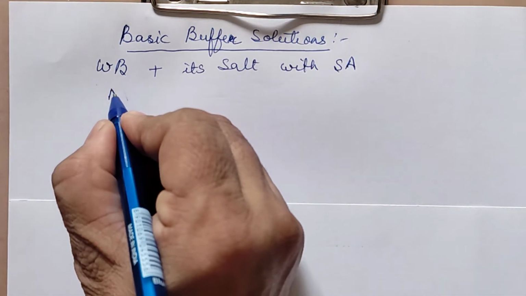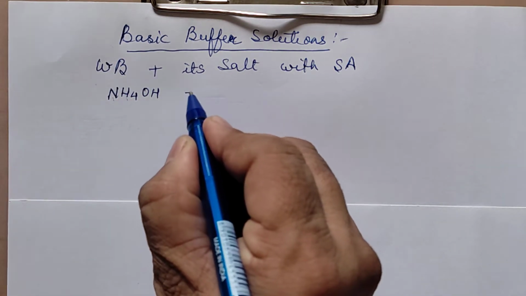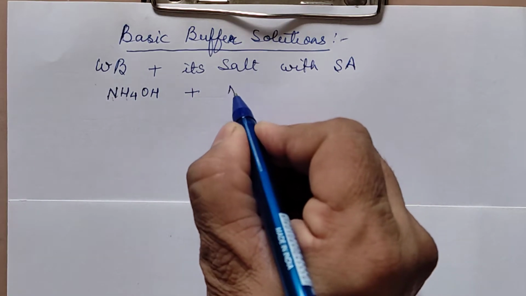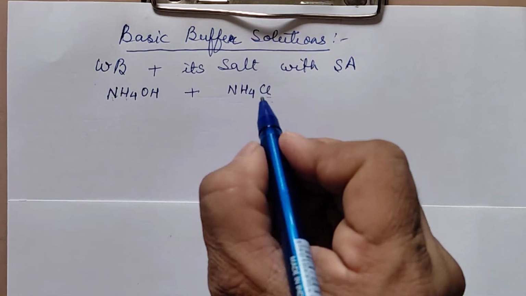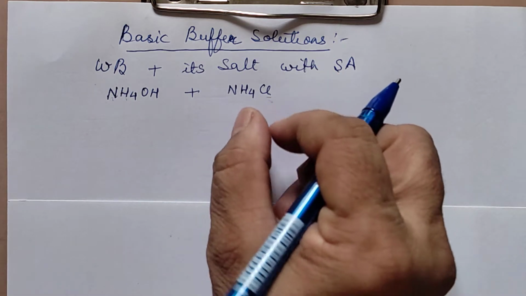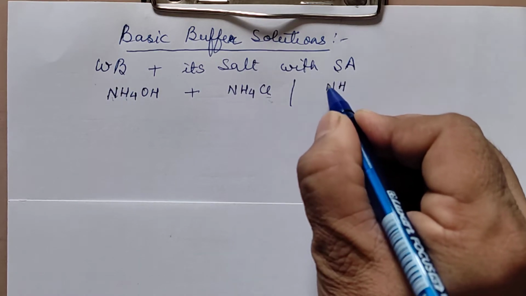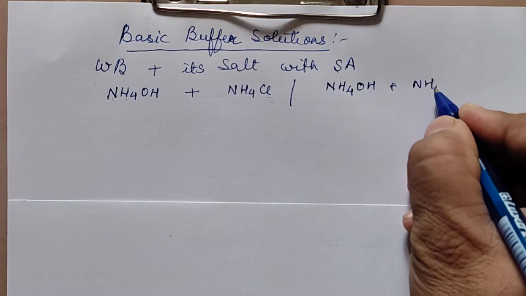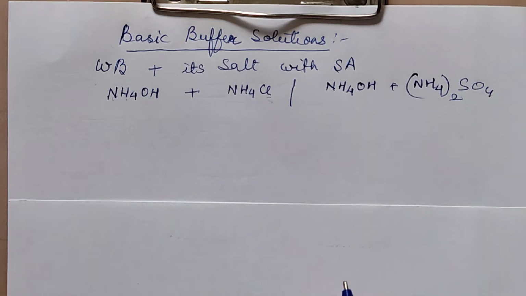Now let's take the example of a weak base, say ammonium hydroxide, and ammonium salt with some strong acid. That can be ammonium chloride, because HCl is a strong acid and ammonium hydroxide is weak, so its salt we have taken. This is one example of the buffer solution. You can take any other strong acid also, like ammonium hydroxide and ammonium sulfate. Instead of the HCl salt we can take the sulfuric acid salt, ammonium sulfate. These are the direct basic buffer solutions.